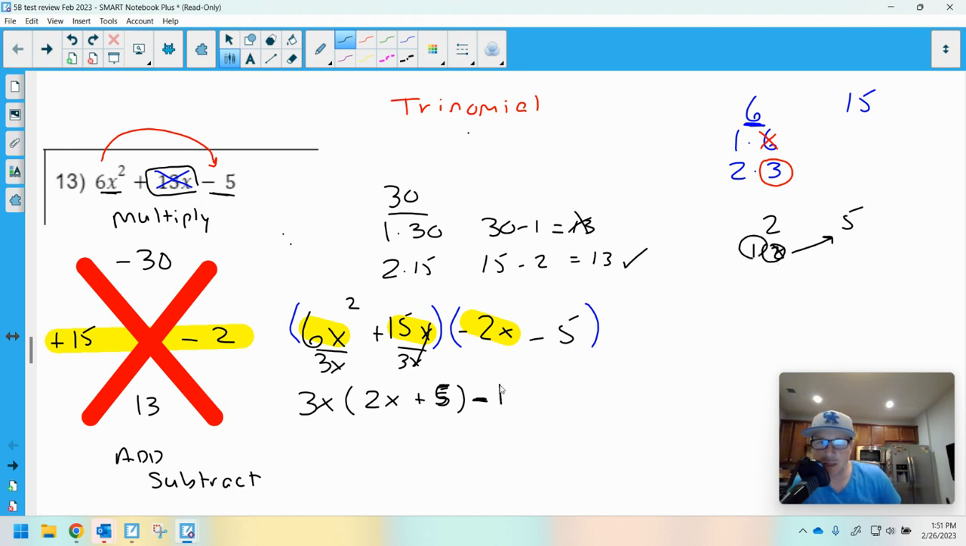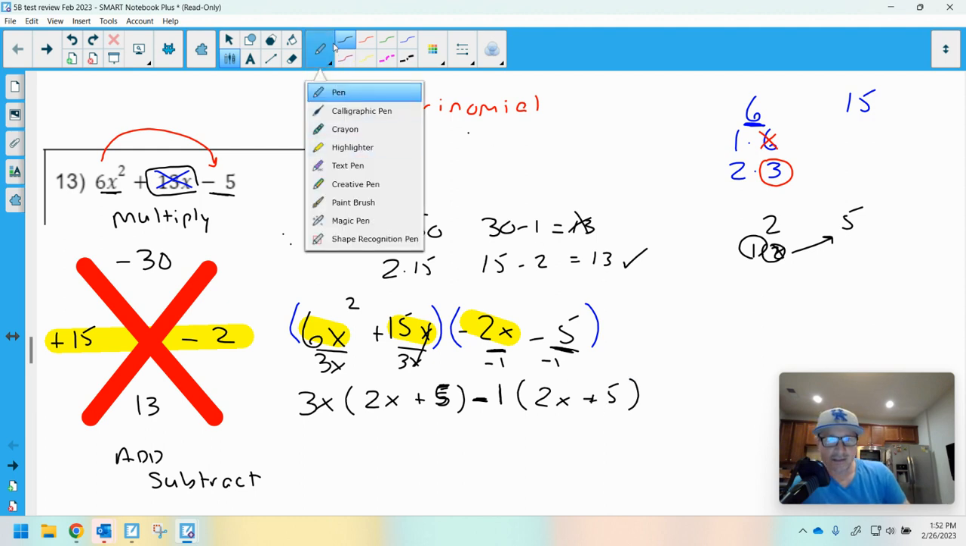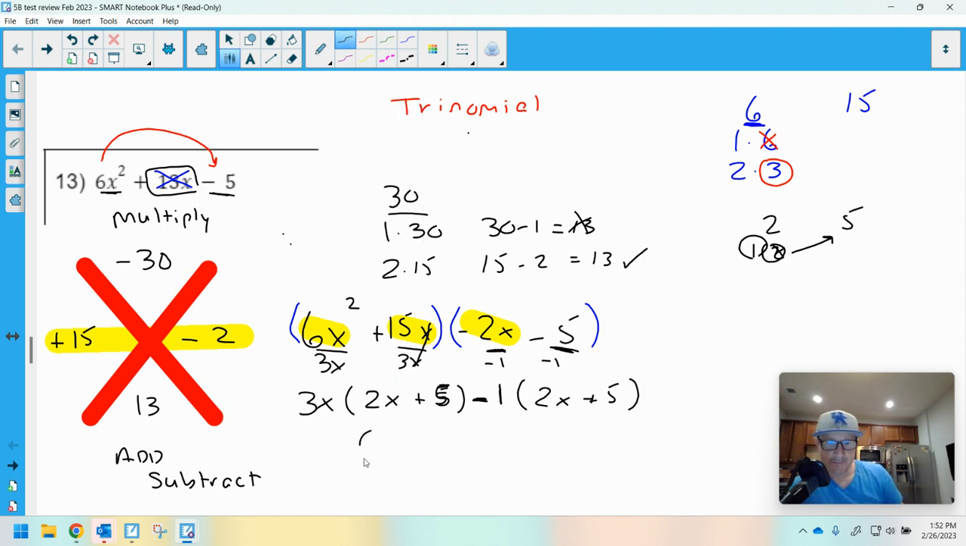In this case, we do have to put the 1 in here. There is no x that goes with this because this 5 does not have an x, so we don't have an x in common between this term and this term. We start our parentheses and we divide by negative 1. Negative 2x divided by negative 1 is a positive 2x. Negative 5 divided by negative 1 is a positive 5. Our final answer is going to be 2 parentheses.